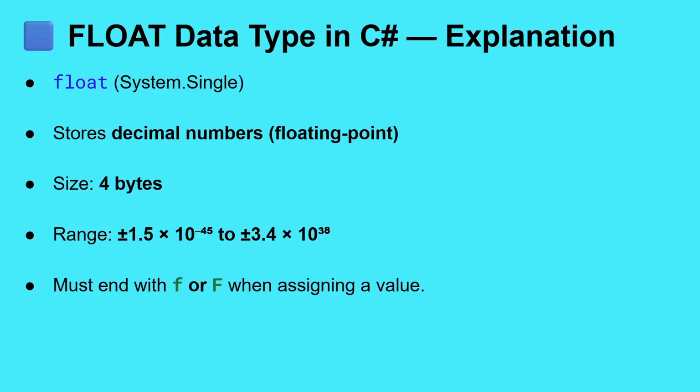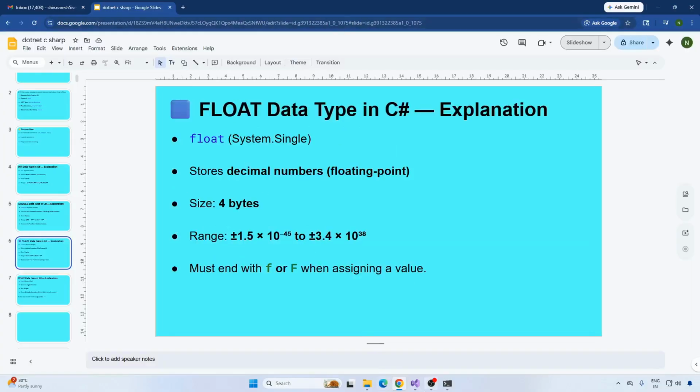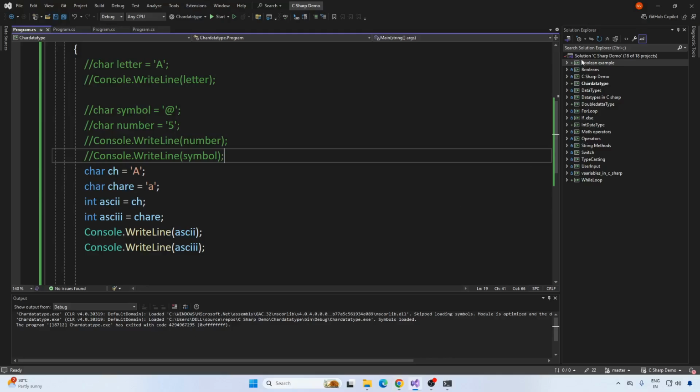Today we are going to learn about the float data type in C Sharp. The keyword is float. It's related to the System.Single class and stores decimal, floating point numbers. Its size is 4 bytes, and it must end with a small f or capital F when assigning a value. Now let's dive into the code. We'll see examples over there.